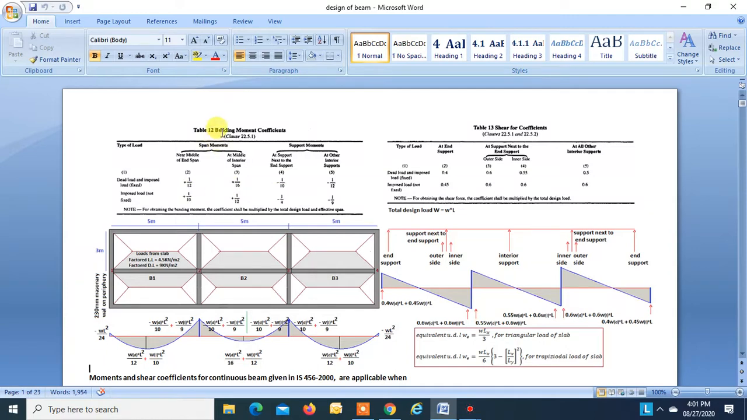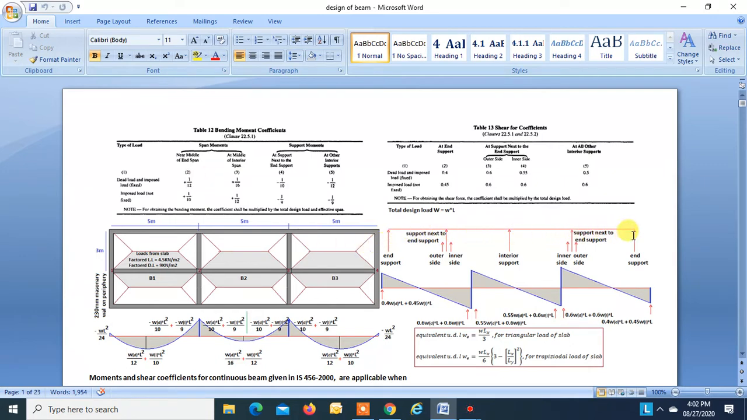When we come to bending moment coefficients, these coefficients are due to dead load, these coefficients are due to live load. These coefficients are to be multiplied by total load into effective span. So we will be taking small w instead of capital W, small w with a unit of kilonewton per meter. So our formula will be wL square by the coefficient, right?